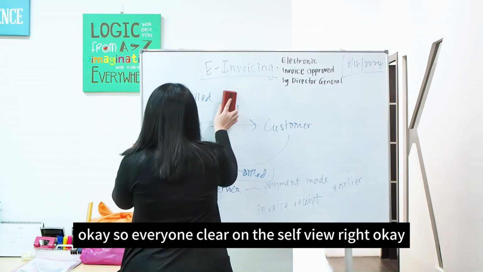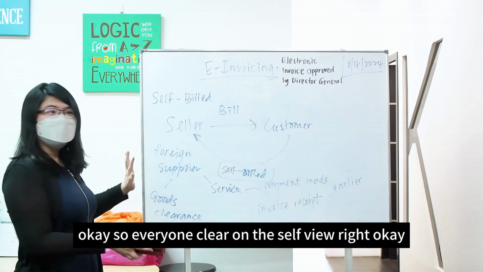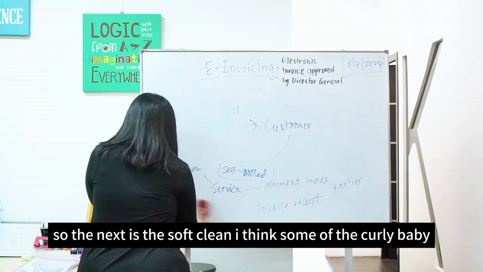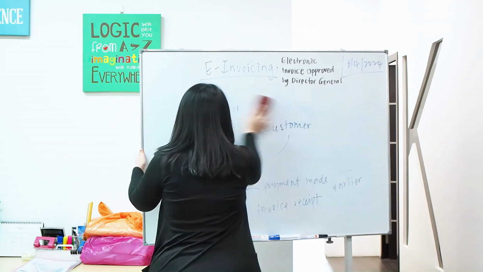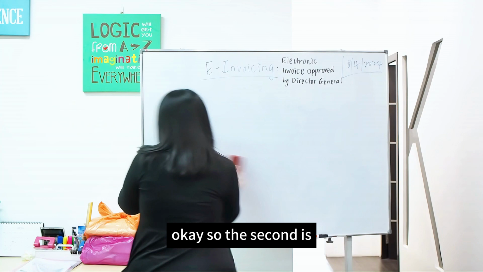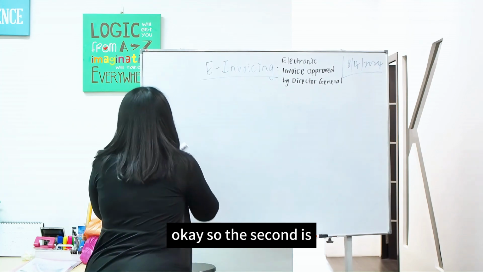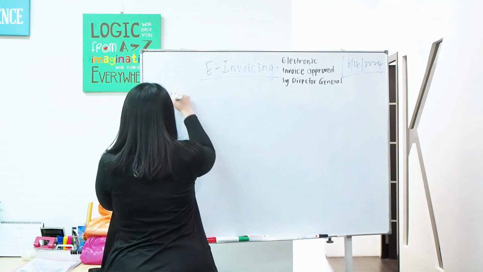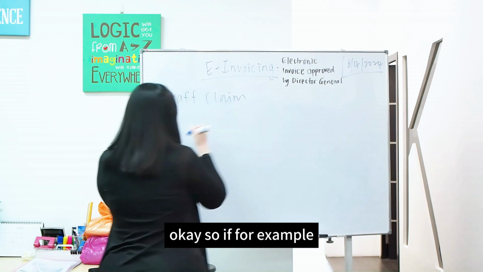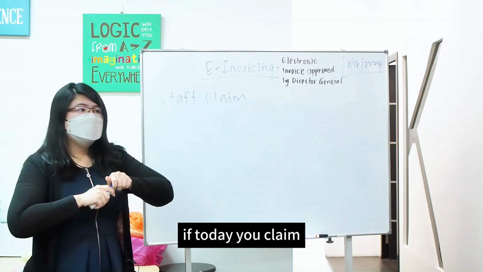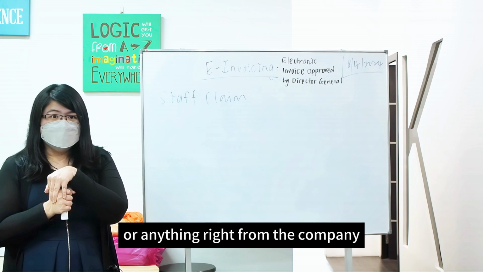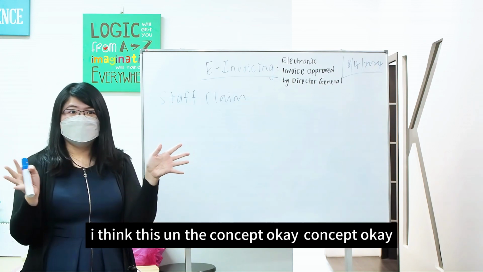Okay, so everyone is clear on the self-bill, right? So the next is the staff claim. I think some of the colleagues are very keen to know what the staff claim is. So the second is staff claim. If, for example, today you claim a membership fee or exam fee or anything from the company, I think you understand this concept, right?